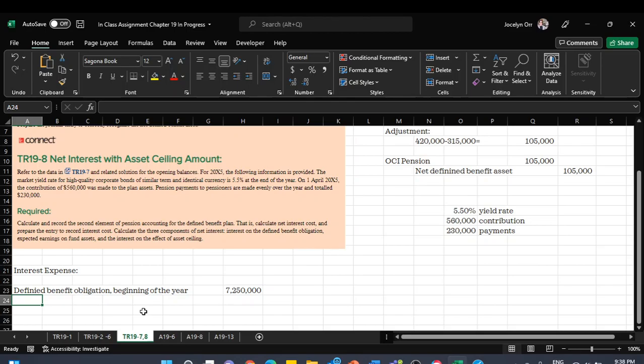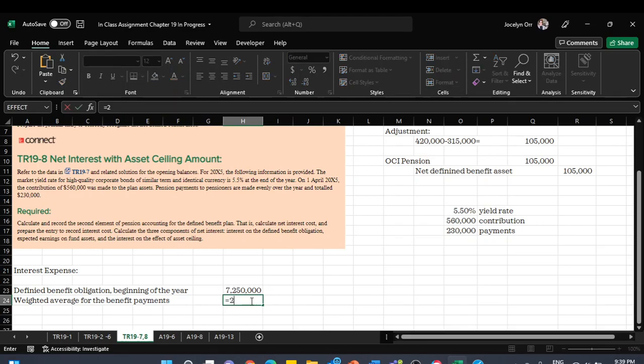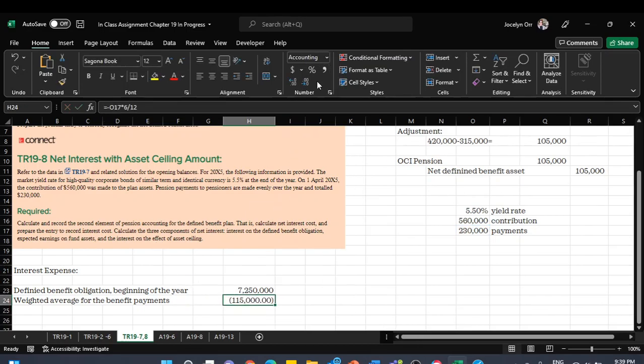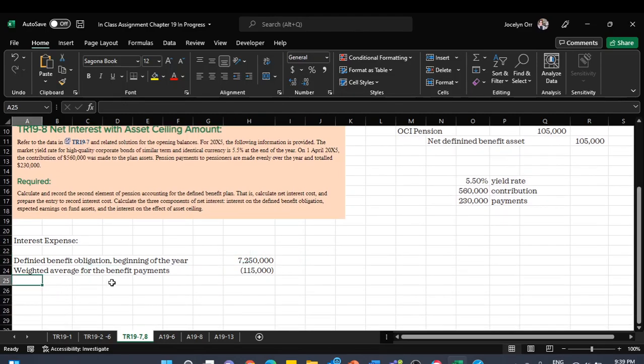The payments to pensioners were made evenly over the year, and their total was $230,000. So we're looking at how much was paid out over 6 of the 12 months. So the weighted average for the benefit payments, taking that full $230,000, multiplied by the half year gives us a value of $115,000. And I'm actually going to make this a negative number so it makes it easier when we are doing our total calculation at the end.